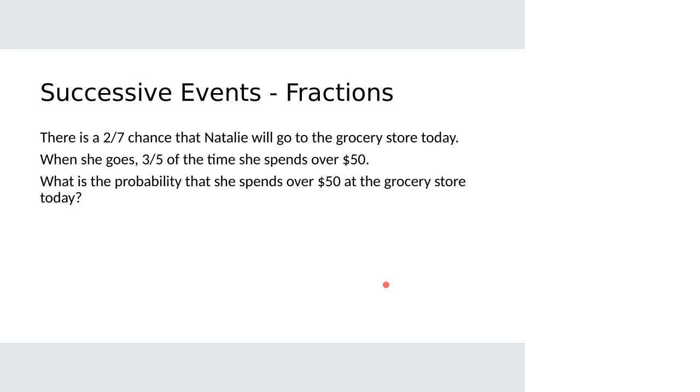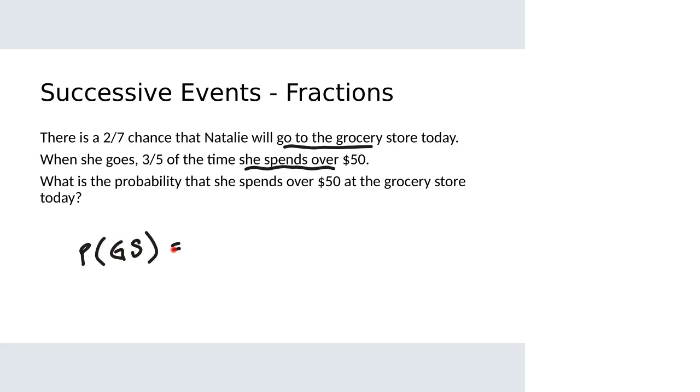So in this one, what we're looking for is very similar to the last one with Catherine getting the job. First she has to go to the grocery store, and then if she goes, she has to spend over 50. Okay, those are our successive events. So we need the probability that she goes to the grocery store and then spends over 50.